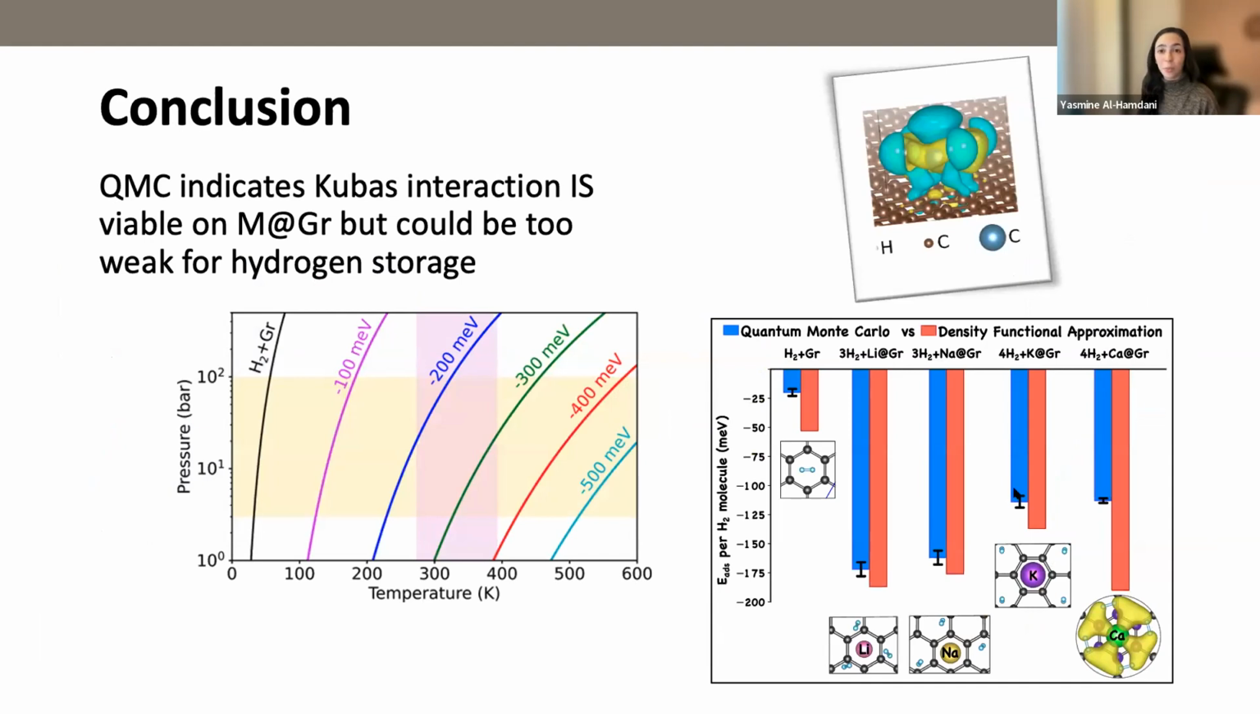Okay, so I don't know how fast or slow I was, but I just want to wrap up quickly and say, okay, so QMC indicates the interaction is viable, but could be too weak still for hydrogen storage in terms of the ranges that we're looking at. So for us, the interesting thing would be to look at how we can boost further towards this energy range. Now we know that maybe this mechanism can exist, maybe it can exist in a slightly different kind of material, and we're going to keep searching in that vein.